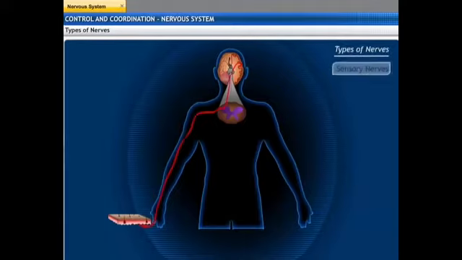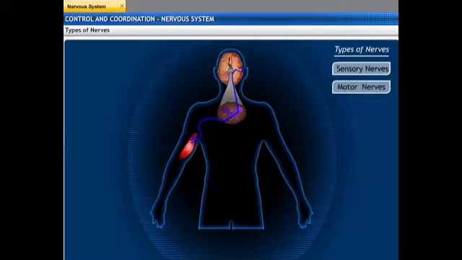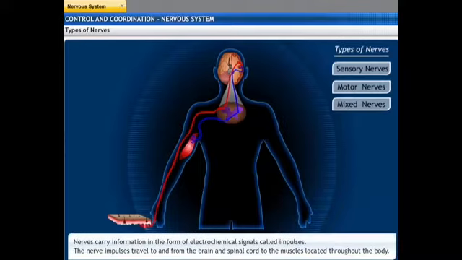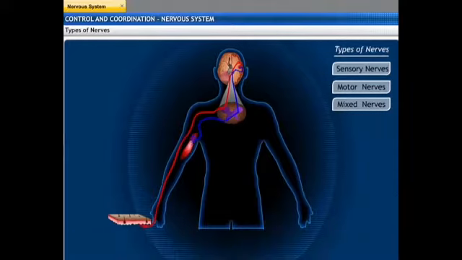Well, there are various types of nerves, but focusing on the three major ones: the sensory nerves, the motor nerves, and the mixed nerves. These nerves carry information in the form of electrochemical signals known as impulses, that is, the messages. And these nerve impulses travel to and from the brain and the spinal cord to the muscles located in the body.